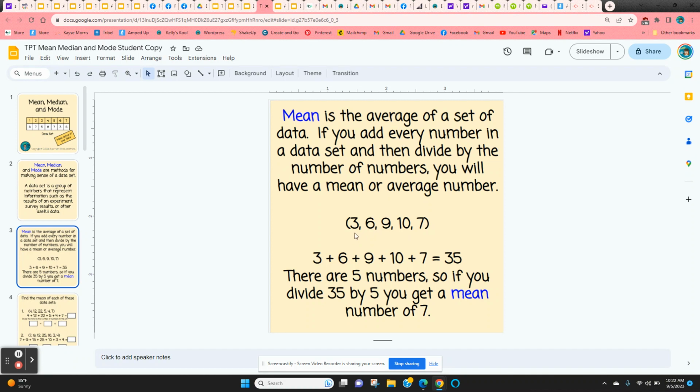Mean is the same as average. So what they do is they add all of the numbers together in the data set, and they divide by the number of numbers there are. So here, if they add them all together, they're going to get 35. There are 5 numbers, so they take 35, divide by 5, and they get a mean of 7.